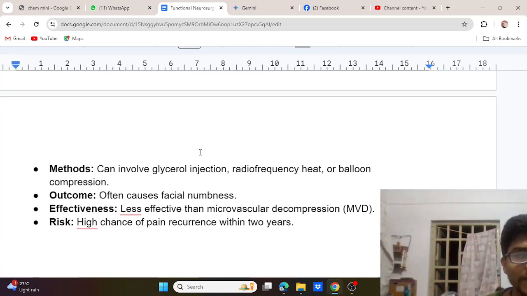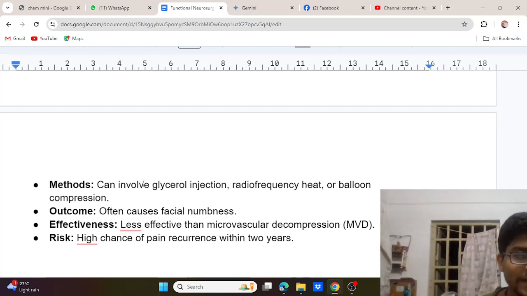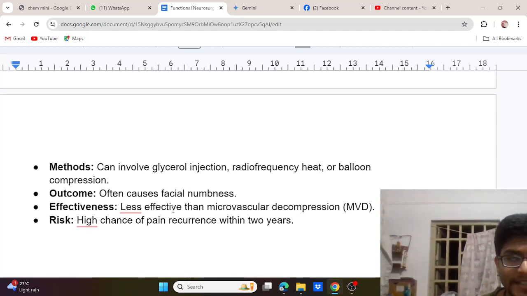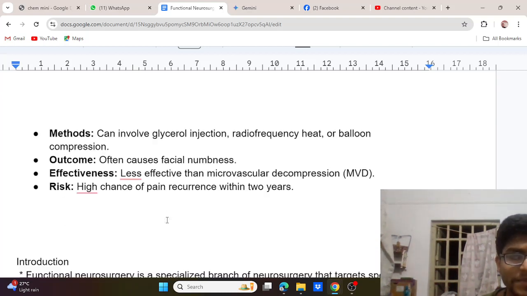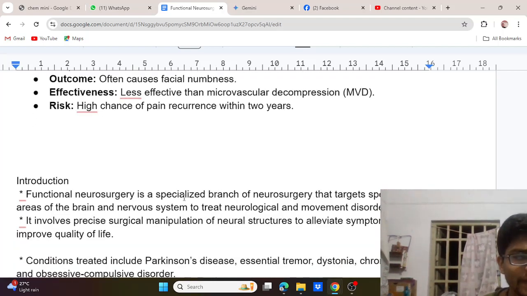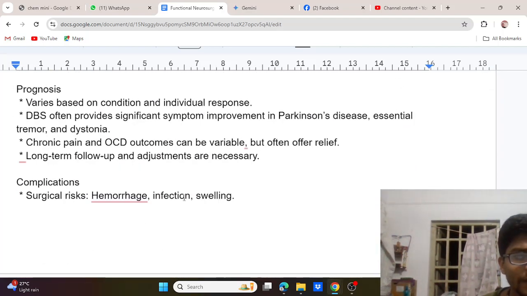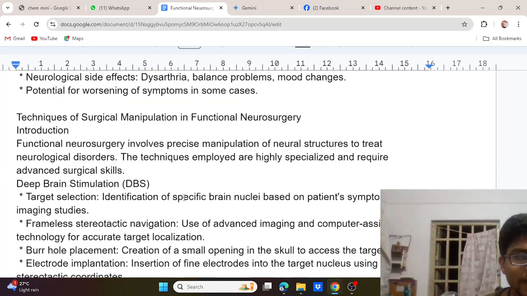And the facial pain is reduced, and on that needle placement we either use glycerol injection, radio frequency heat, or balloon compression, and it is less effective than microvascular decompression but is used sometimes. It also has a high chance of recurrence within 2 years. So this was all about Gasserian rhizolysis.